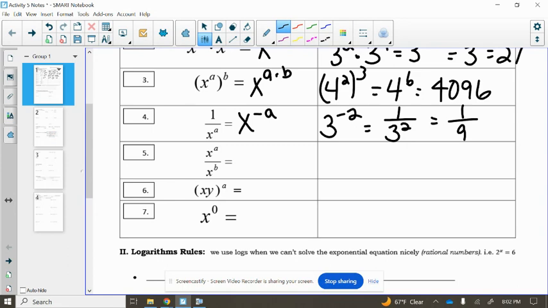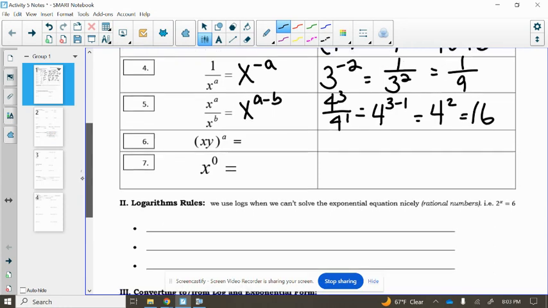When we are dividing exponents with the same base, you will end up subtracting the numerator minus the denominator. So 4 to the third over 4 to the first is the same thing as saying 4 to the 3 minus 1 power, or 4 squared, which is 16.